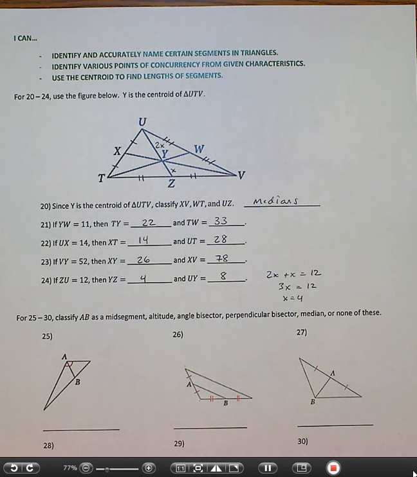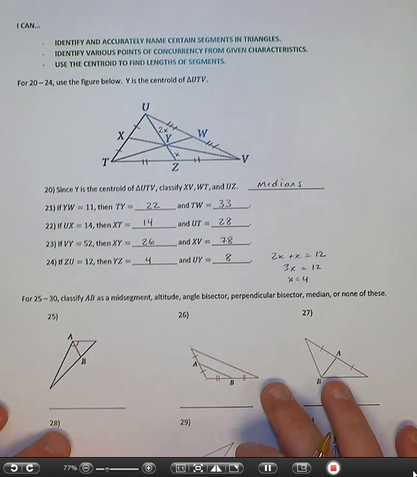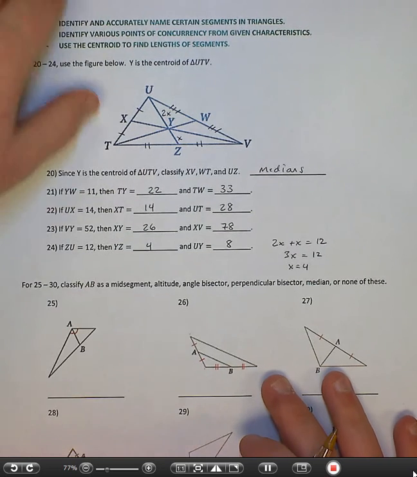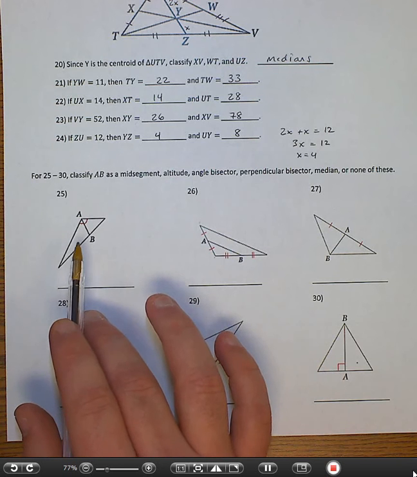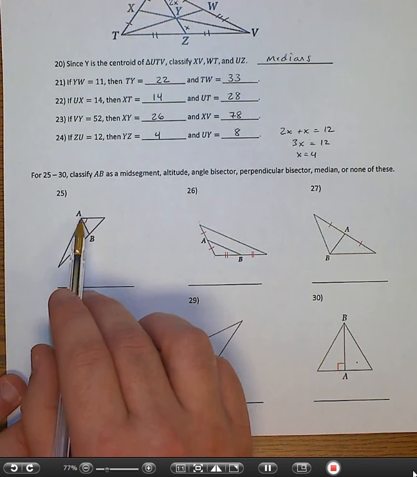Okay. So that's dealing with the centroid, the relationship between the lengths in a centroid, or with the medians. Okay. For 25 through 30, you're going to classify AB as a midsegment, altitude, angle bisector, perpendicular bisector, median, or none. Okay? So, 25, looking at the markings is the key thing here, and where the line is going.